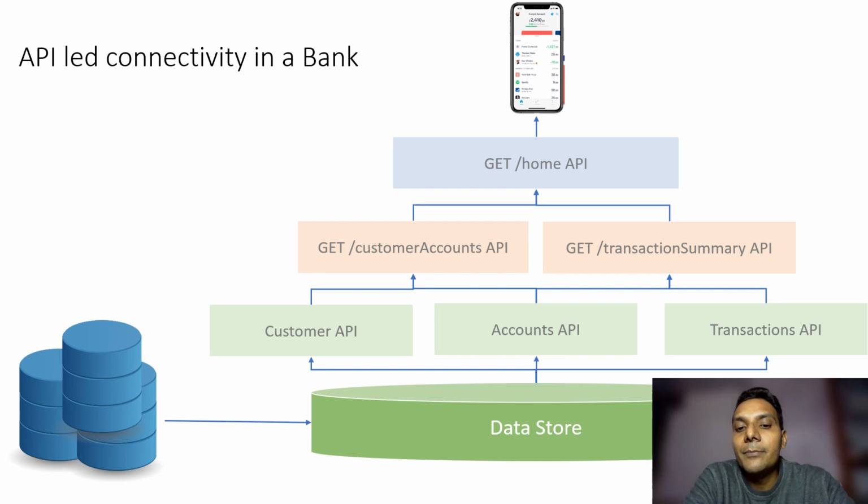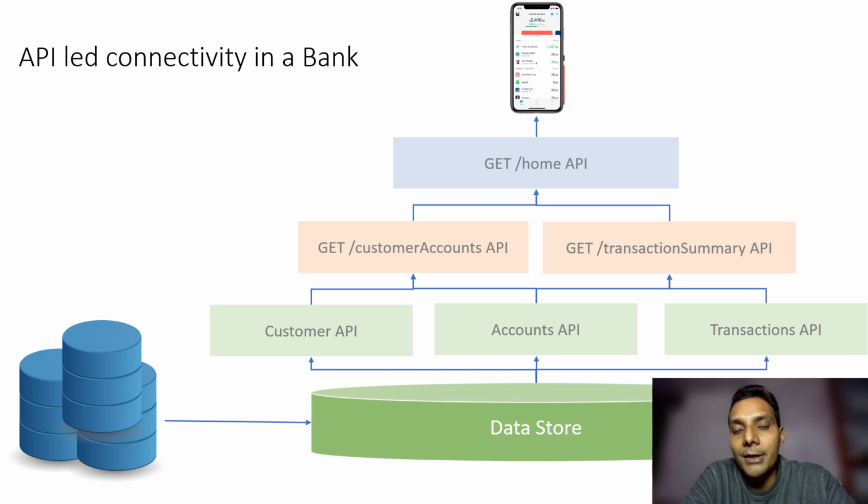Now, we write some process APIs like get customer accounts API or get transaction summary API. Get customer accounts API brings all the accounts of the customer and prepares a summary, and get transaction summary API goes to all the accounts of the customer, goes through all the transactions done in the last, for example, 1 day, and prepares a transaction summary. And we have an experience API, homepage API.